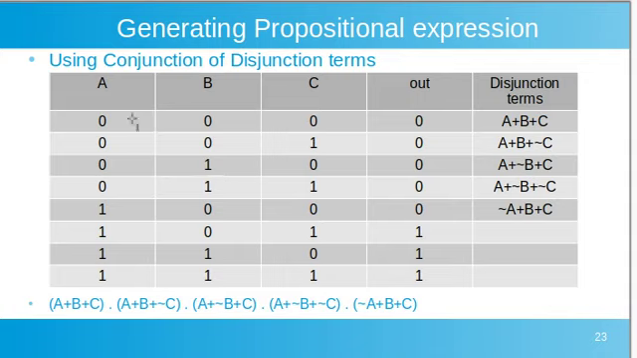Here we can see that A plus B plus C, A plus B plus not C, A plus not B plus C, A plus not B plus not C, not A plus B plus C. Now finally we will find the product, that is the conjunction of those disjunction terms. So this is the conjunction of those five disjunction terms when we put the AND operator in the middle. So this is finally the propositional expression we get from this truth table.